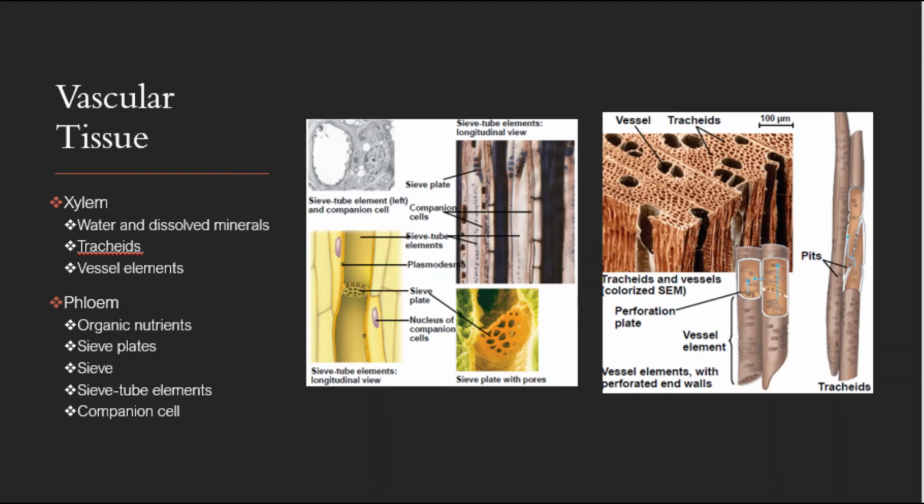Now if we dive into vascular tissue systems, there are two different tissue systems, and that is the xylem and the phloem. So the xylem is used to move water up into the plant. So from the root up into the shoot is how the xylem works. And the xylem is made of tracheids and vessel elements.